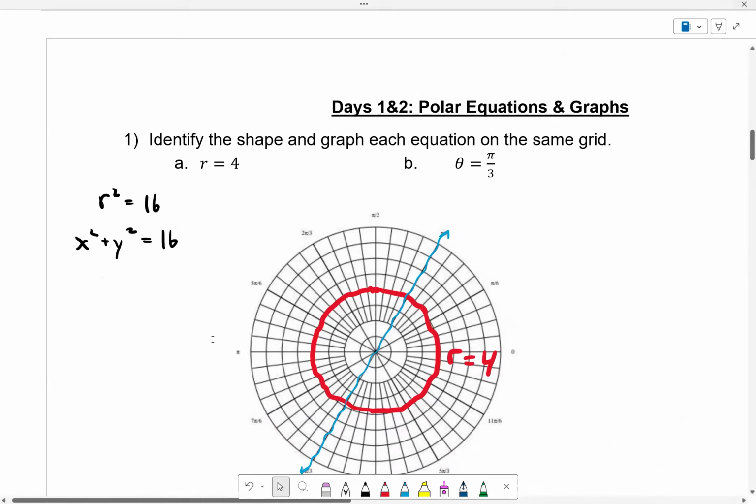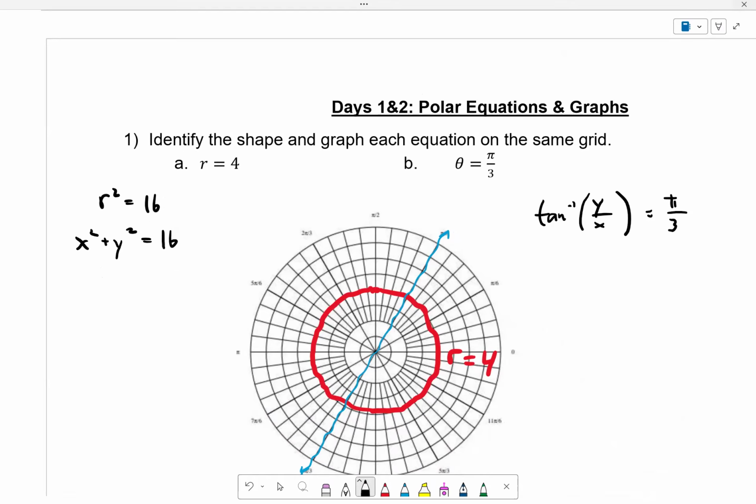Theta equals pi over 3. We remember that theta is equal to tan inverse of y over x, so this would be just converting from polar to rectangular. If I want to get rid of that tan inverse, what can I do to both sides? Take the tangent of both sides. So leaving us with y over x is equal to the tangent of pi over 3. Do we know what the tangent of pi over 3 is? It's root 3, which means y is equal to root 3 times x.